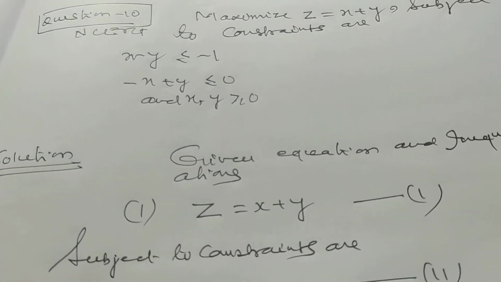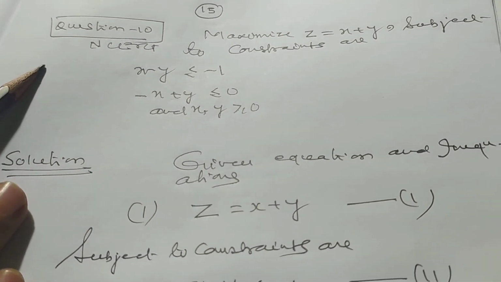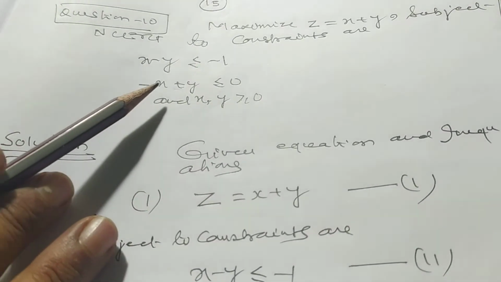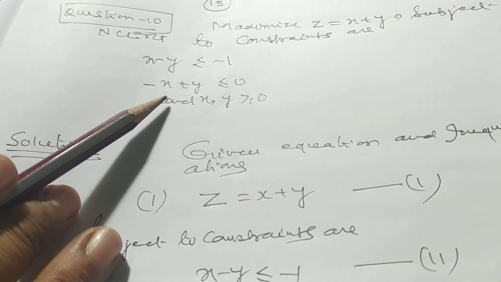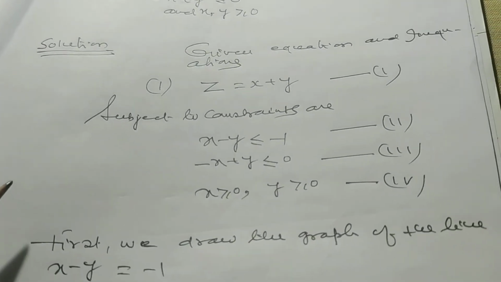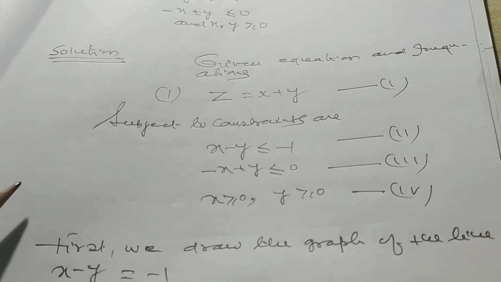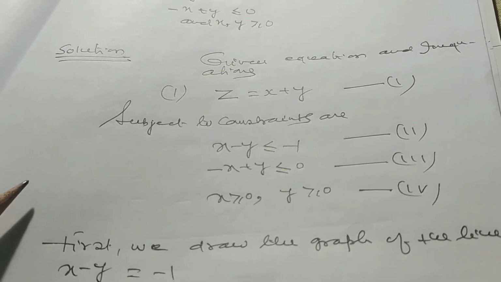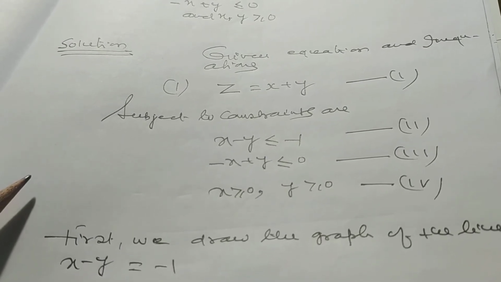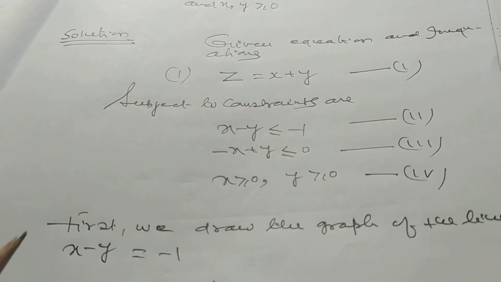Now I want to discuss question number 10. Maximize Z is equal to x plus y, subject to the constraints x minus y less than or equal to minus 1, minus x plus y less than or equal to 0, and x, y greater than or equal to 0. The given objective function is Z is equal to x plus y, subject to these constraints.